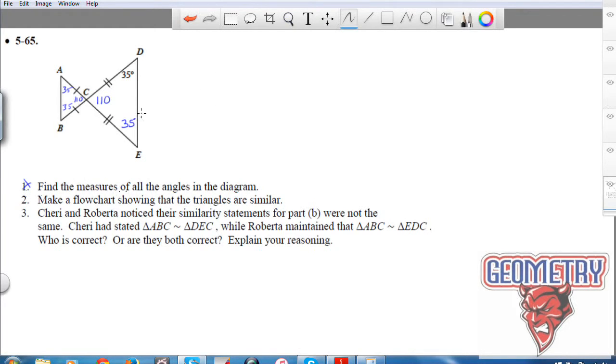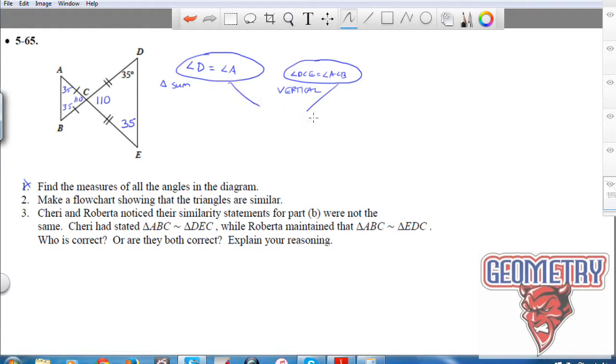Okay, well, you can basically pick any two angles you want to match up here. All we need is two pairs. So how about angle D is equal to angle A. And so that was because of triangle sum. And then let's do angle DCE is equal to angle ACB. And that's because they're vertical.